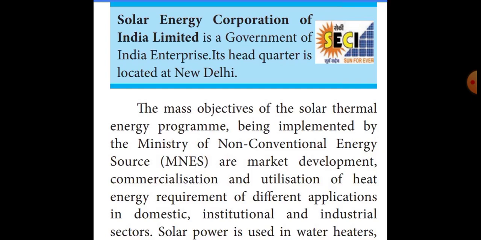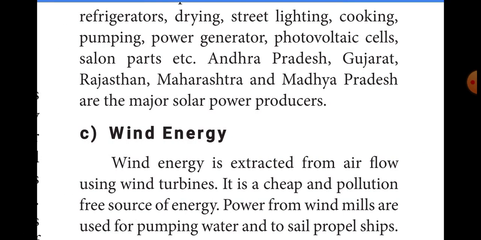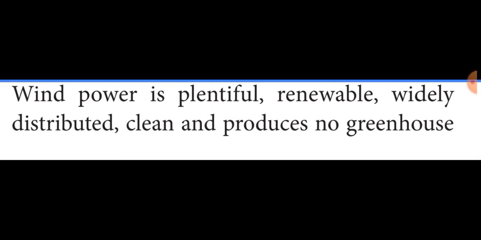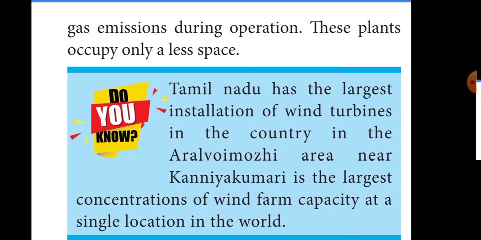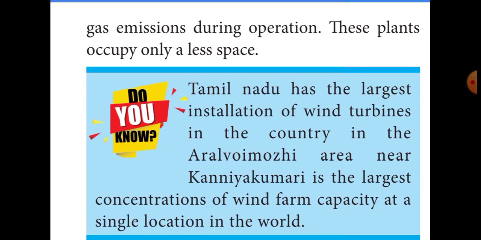Then next we learned about wind energy. From wind, wind energy is generated. It is one of the cheapest means of energy resources, and also a pollution-free source of energy. That means the production of wind energy has no pollution. Then Tamil Nadu has the largest installation of wind turbines.